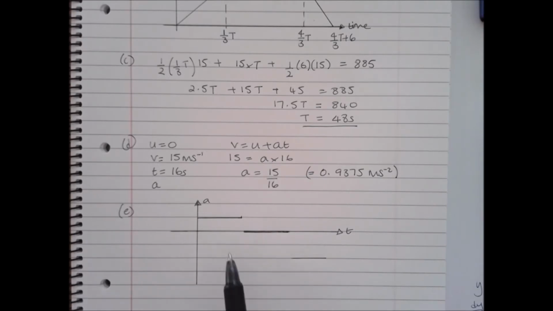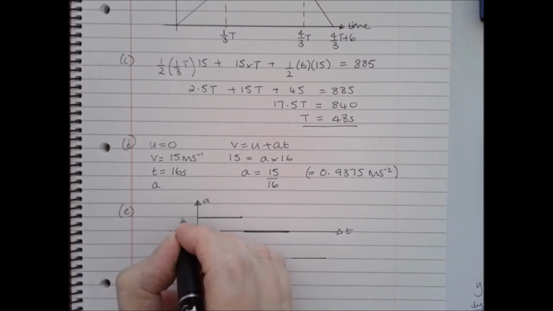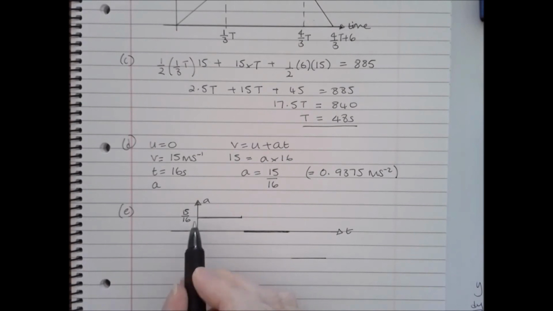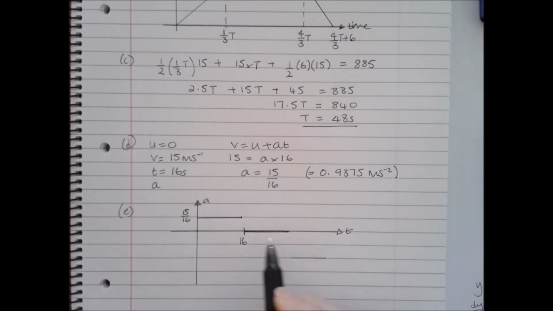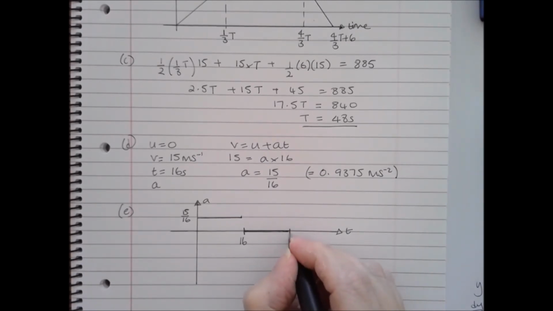And then finally we want an acceleration time graph. The initial acceleration we've just worked out is 15/16. So that there's 15/16, and this happens up until a third of t, a third of 48, so up until 16 seconds. And then there's no acceleration because the speed is constant for the next 48 seconds. So 16 plus 48 gives us 64 seconds at this point here.